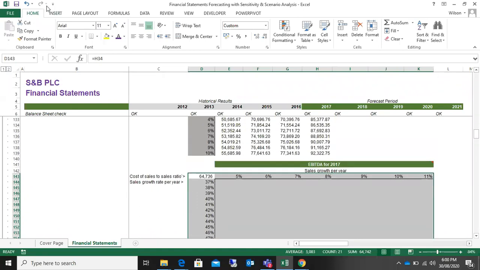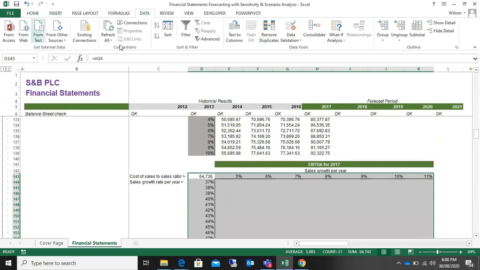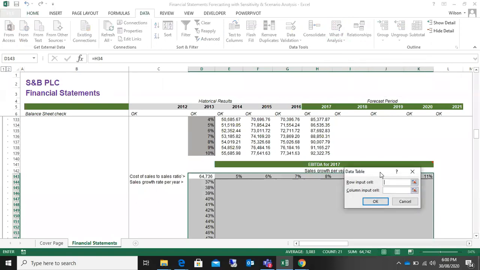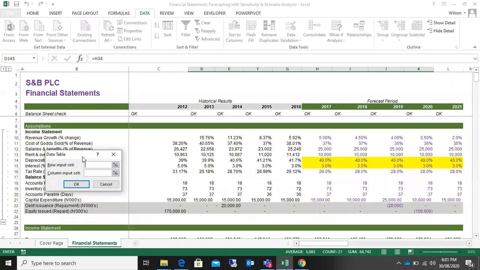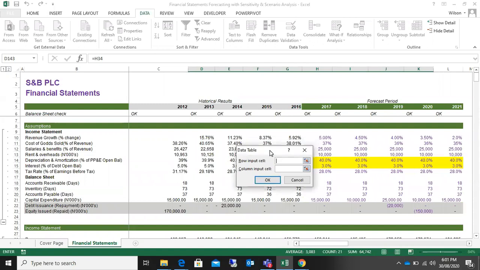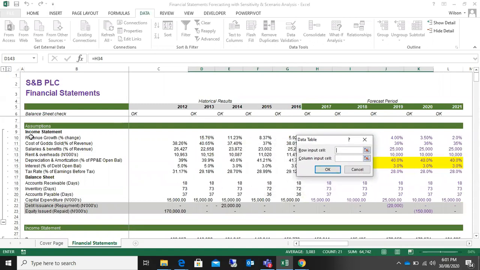Then come to data. Select data, what if analysis. Then click data table. So what you now do here is this is a two-factor input. Now the row input cell, this is the row, right? The row is cost of sales to sales ratio, while the column is sales growth rate. Now you go up again, so we can see what we are selecting.